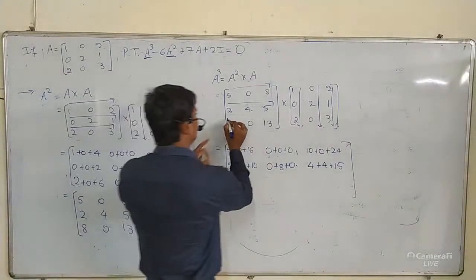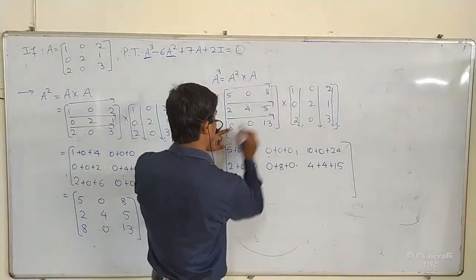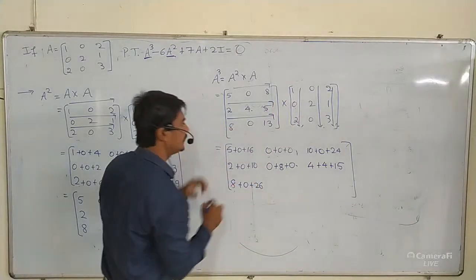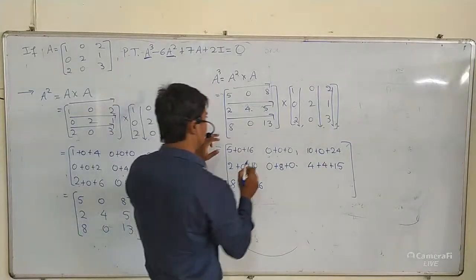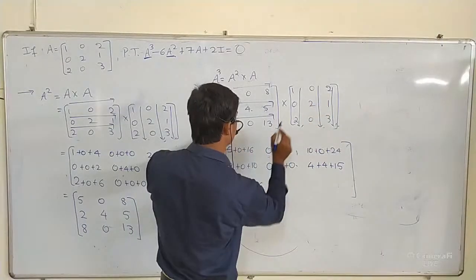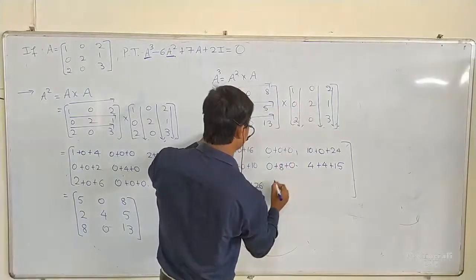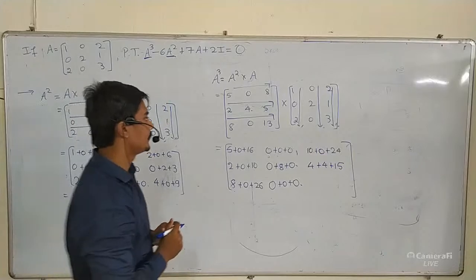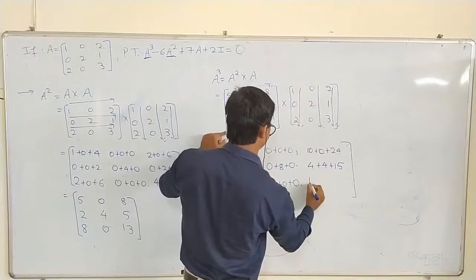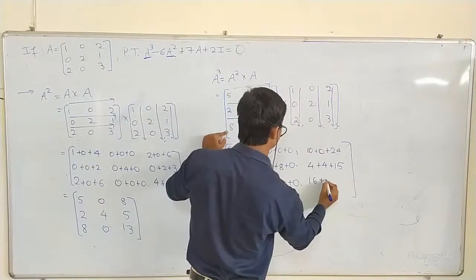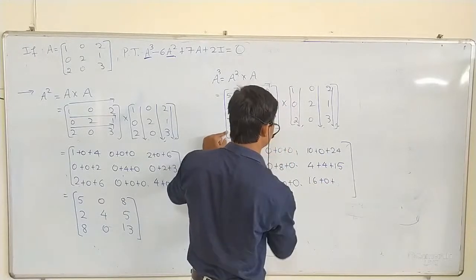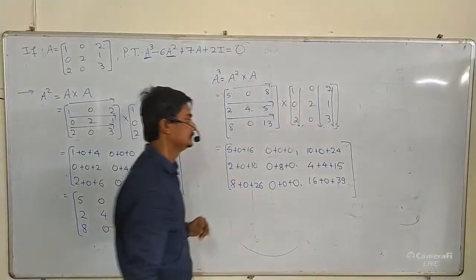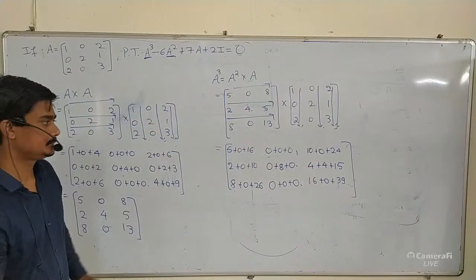Okay. So now, third row, first column: 8 ones are 8, 0 into 0 is 0, 13 twos are 26. Third row, second column: 8 zeros are 0, 0 twos are 0, 13 zeros are 0. Third row, third column: 8 twos are 16, 0 ones are 0, 13 threes are 39. Okay.